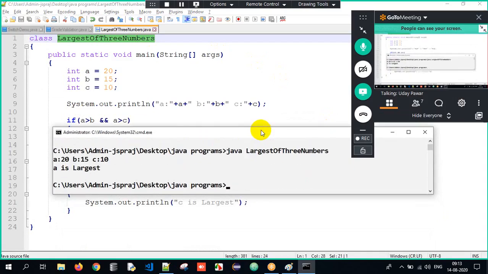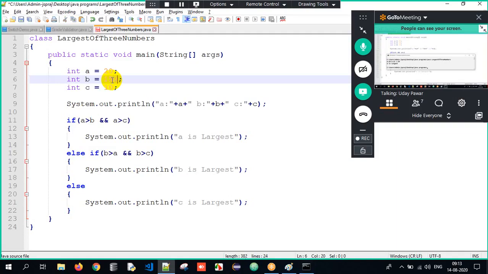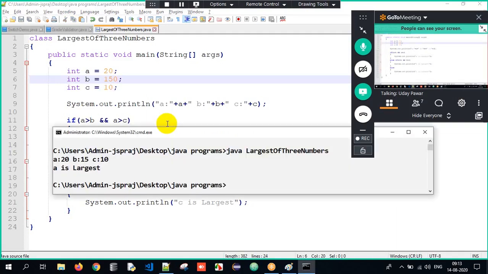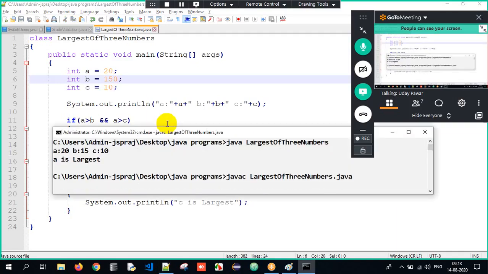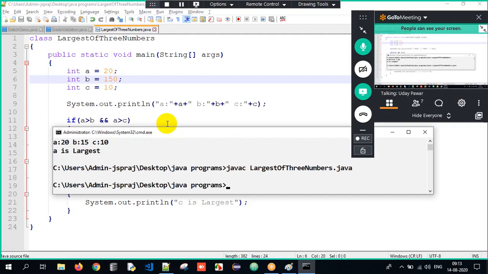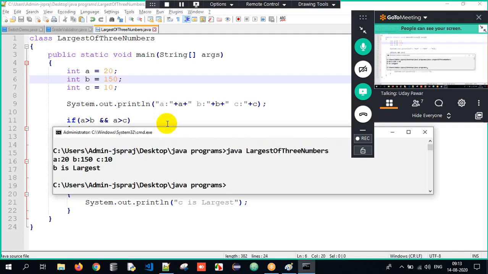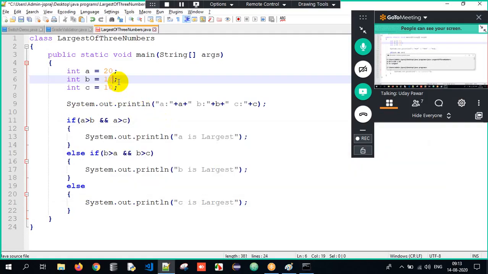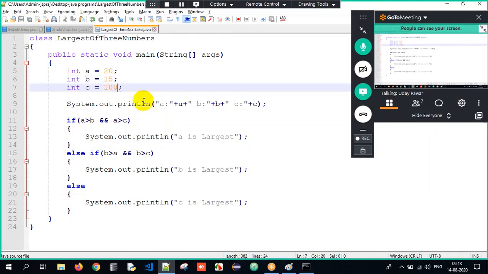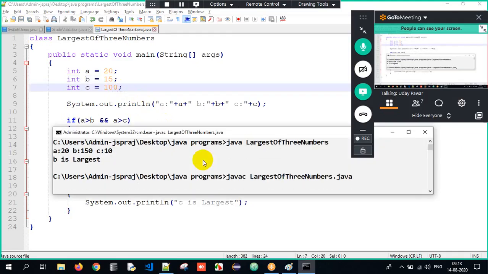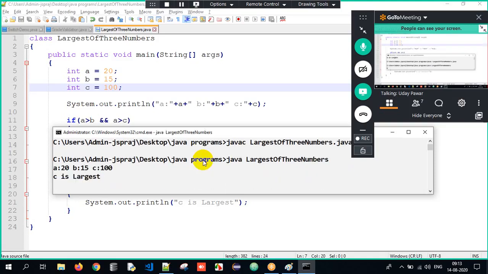See, A is 20, B is 15, C is 10. Who is largest? A is largest, right? So now if I give it as 150, who is largest? B, no. So when I compile it and interpret it, did I get the output? A 20, B 150, C 10. Who is largest? B is largest. If I give C as 100, who is largest? C only, no. Okay, this is one data.